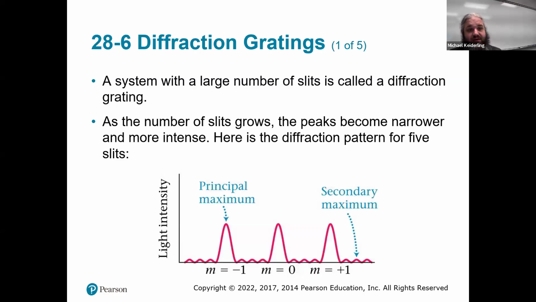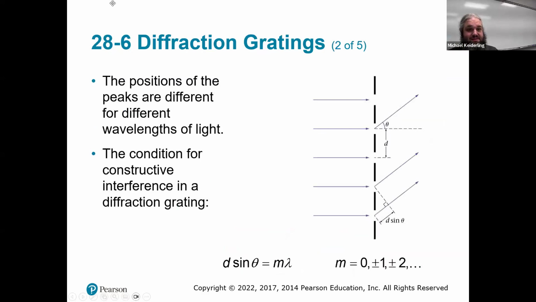And a diffraction grating is a system with a large number of slits. As you get more and more slits, the peaks become narrower and more intense. Here's the pattern for 5 slits. A normal diffraction grating has, I think the ones we have have 1,000 per millimeter, which is pretty common. Lots of slits.